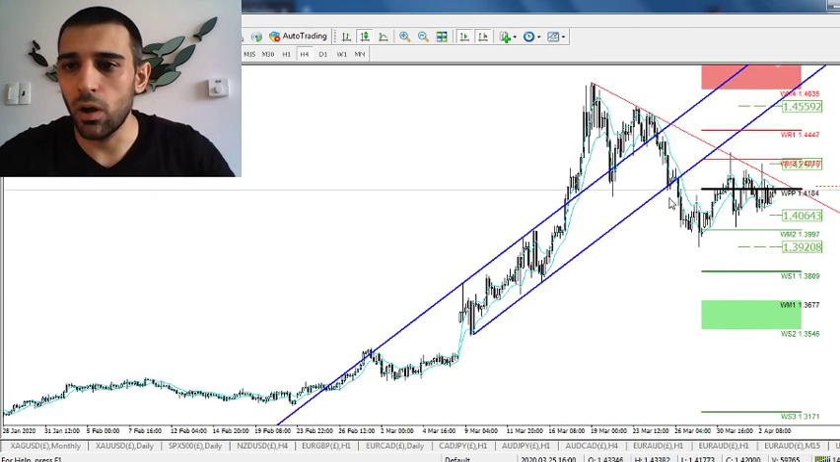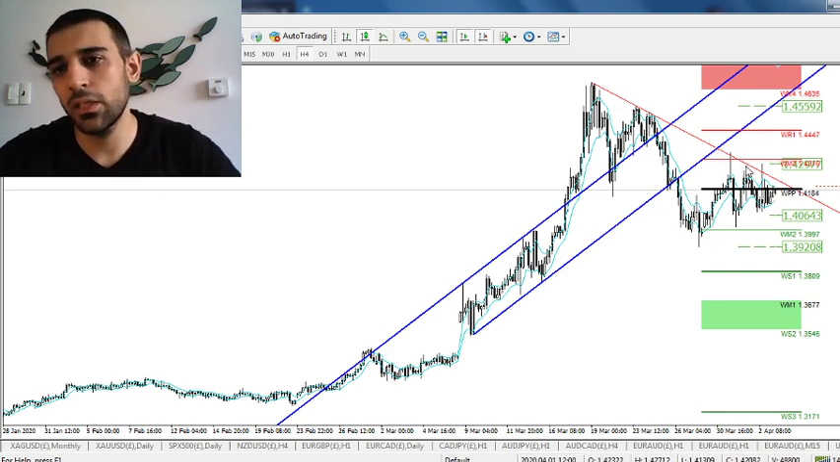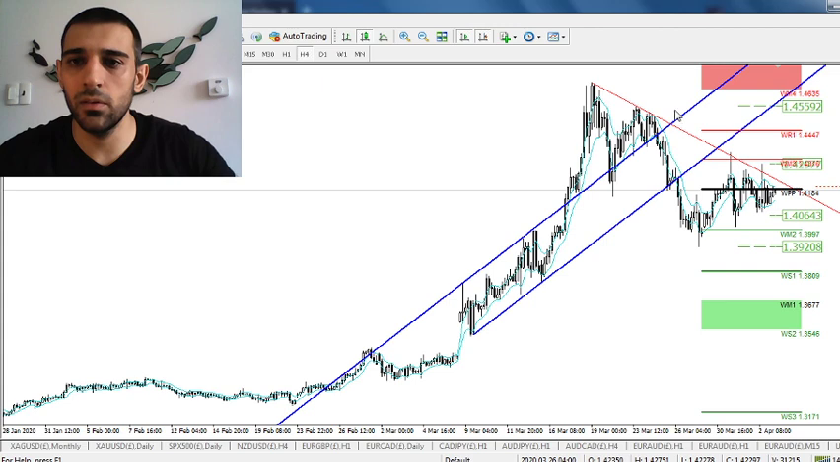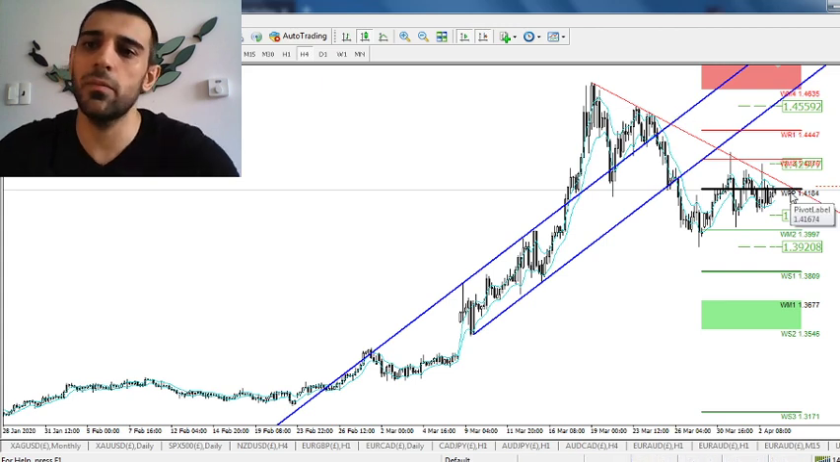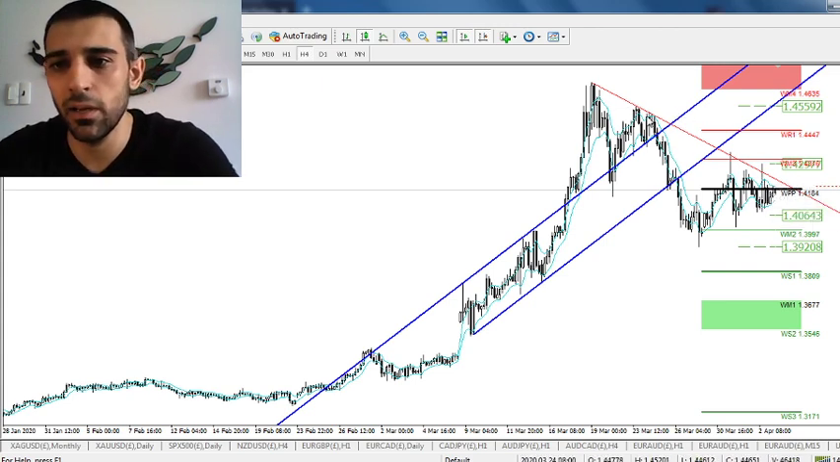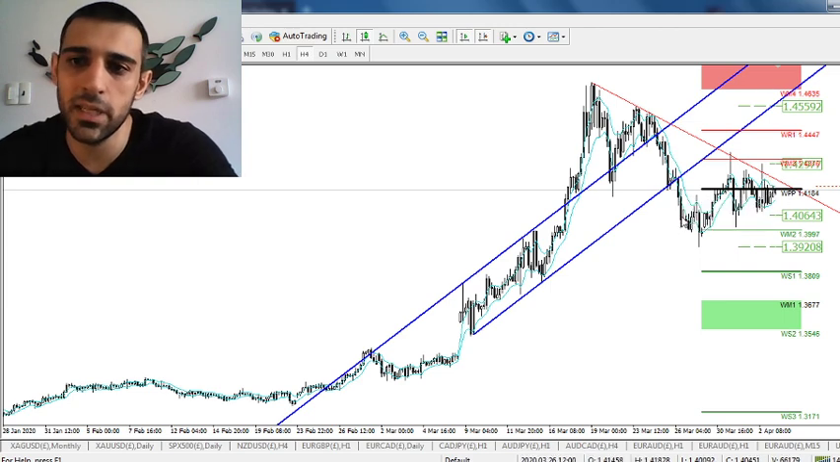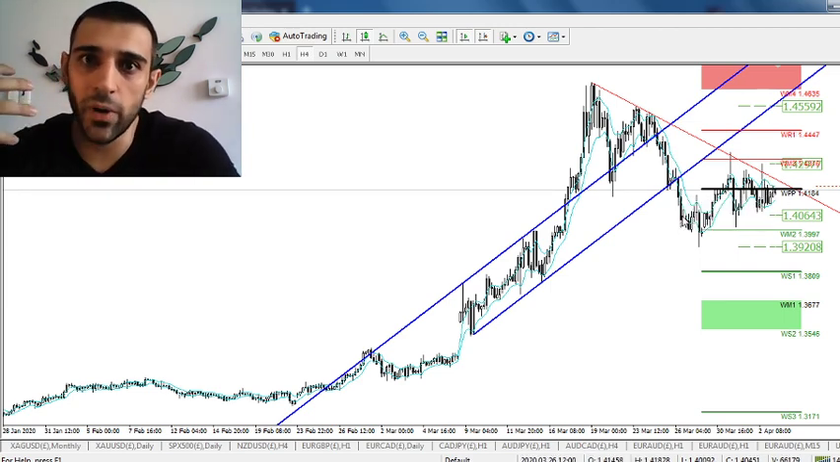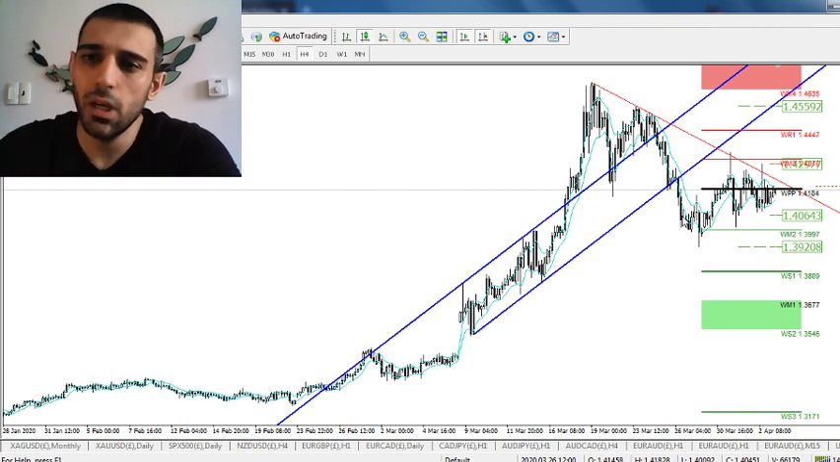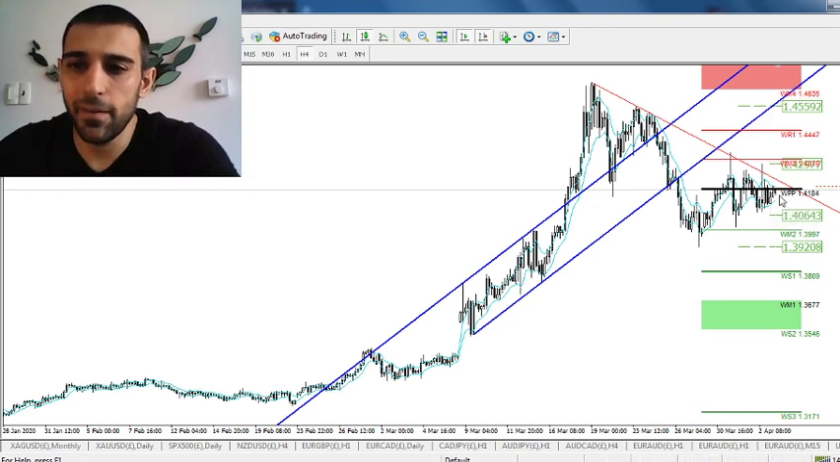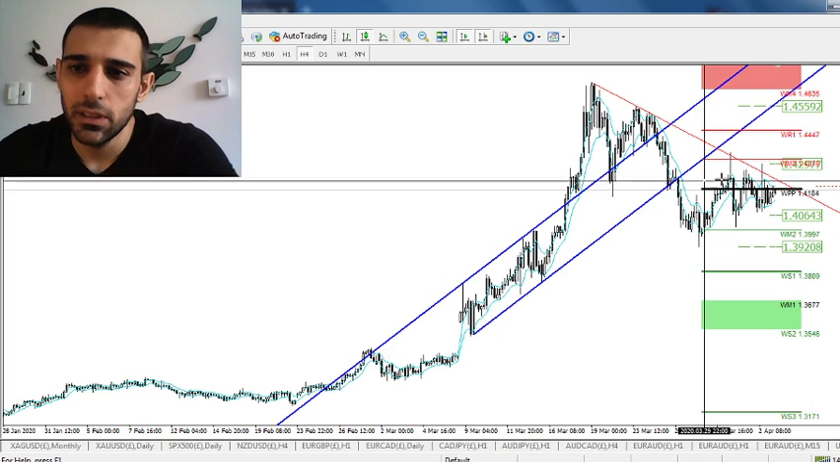Let's have a look at the 4-hourly chart. So we can see that on the 4-hourly chart, the price is just going up and down. It tested the trend line yesterday on the 4-hourly time frame. We have this trend line. It has already been tested a number of times, but the price can't really manage to break it yet. So now it's coming back up.